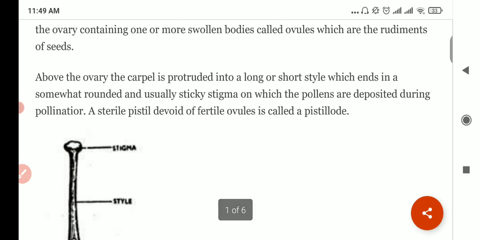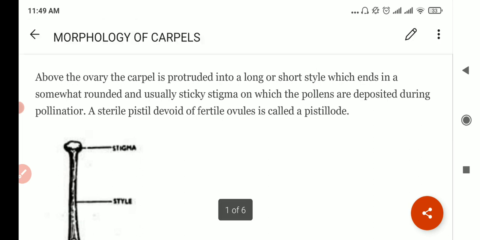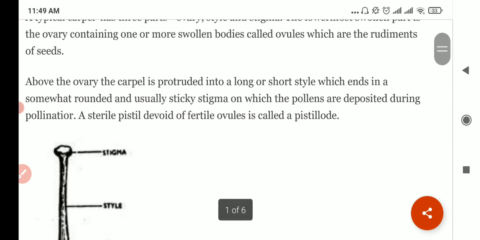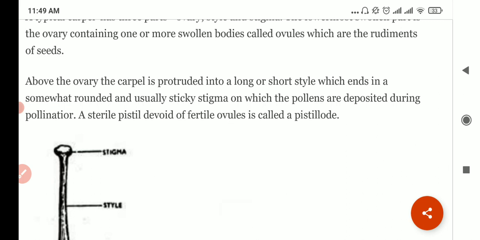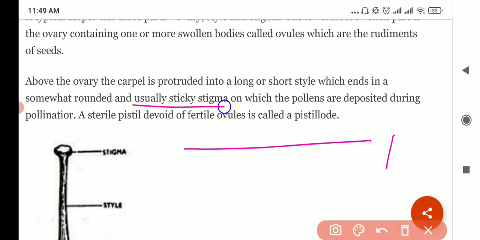So above the ovary, the carpel will extend into a short style which ends in a somewhat rounded and usually sticky stigma. Okay, the stigma should be sticky because the pollen has to land, no?